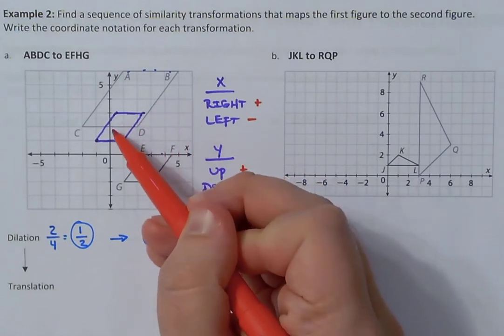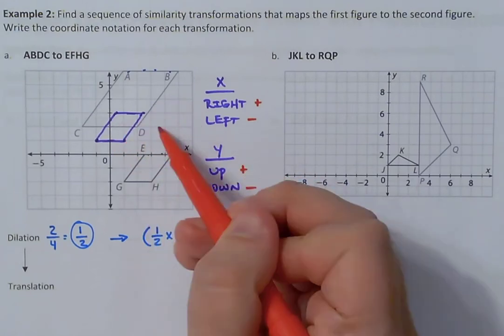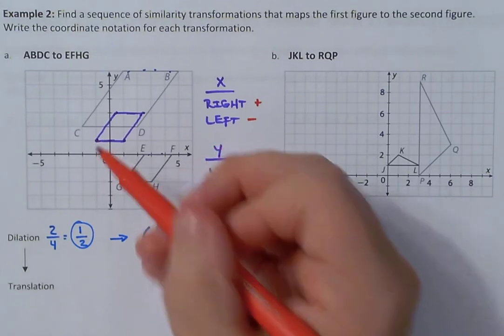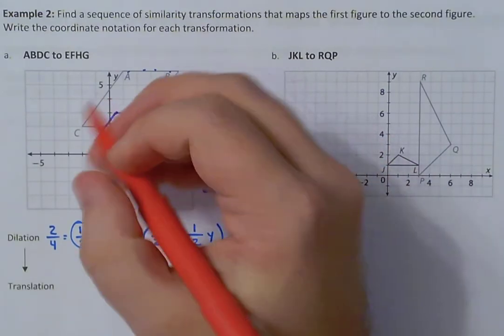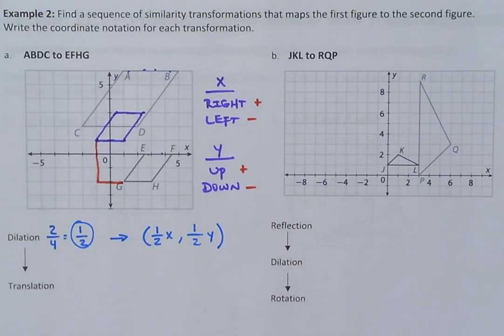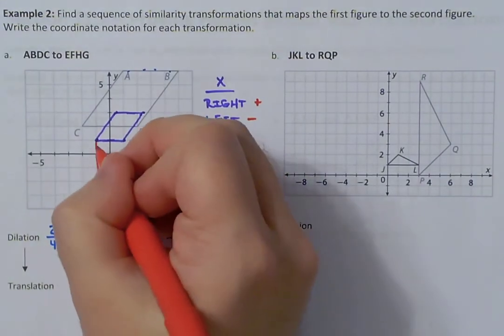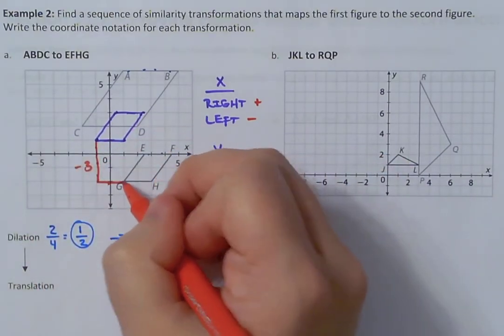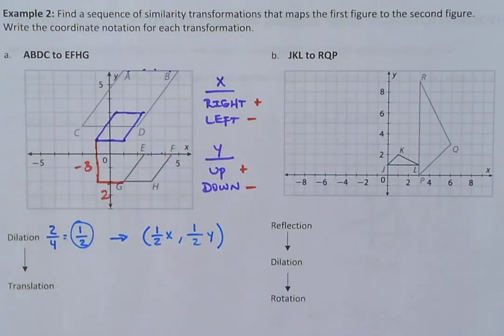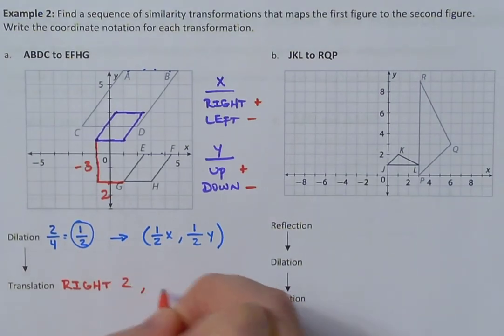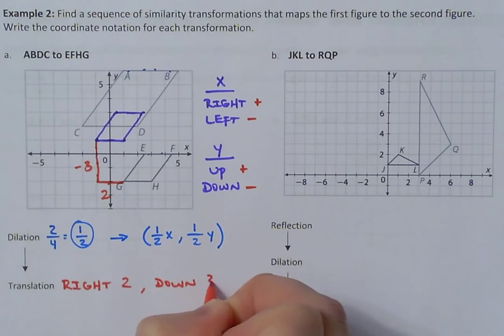We just have to figure out how much we have to move it to the right or left and then up or down to get it from here down to here. So if we use the point, let's go with C, we have to figure out how we get C to G. So we're going to go down and then to the right. How much did we go down by? We went down 1, 2, 3. And then we went to the right 1, 2. So we went right 2 and then down 3.